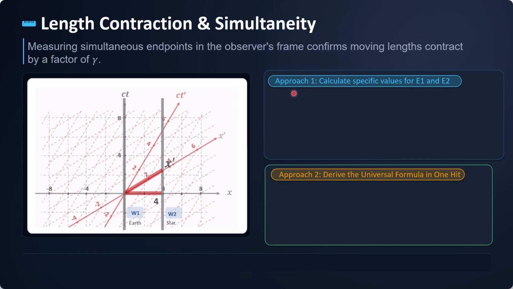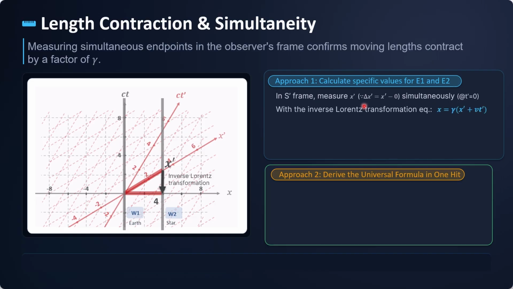To measure length in rocket frame S prime, we need simultaneous measurement in S prime, which means time t prime equals 0. And from the diagram, we can see that we need to use our trusty inverse Lorentz transformation. This one. Setting t prime equal to 0 simplifies the formula to 4 equals 1.25 times x prime. Dividing 4 by 1.25 gives x prime equals 3.2. Boom! Delta x prime equals 3.2. Our visual guess on the graph is mathematically proven.